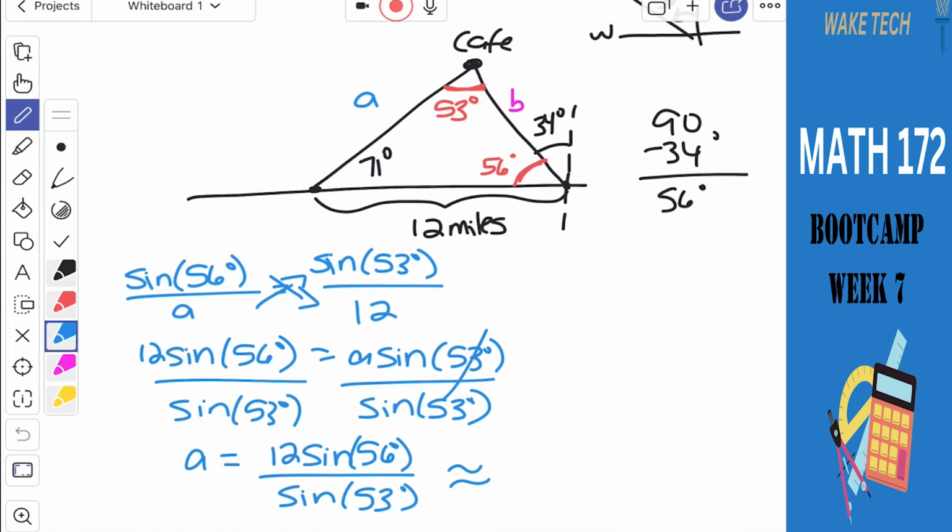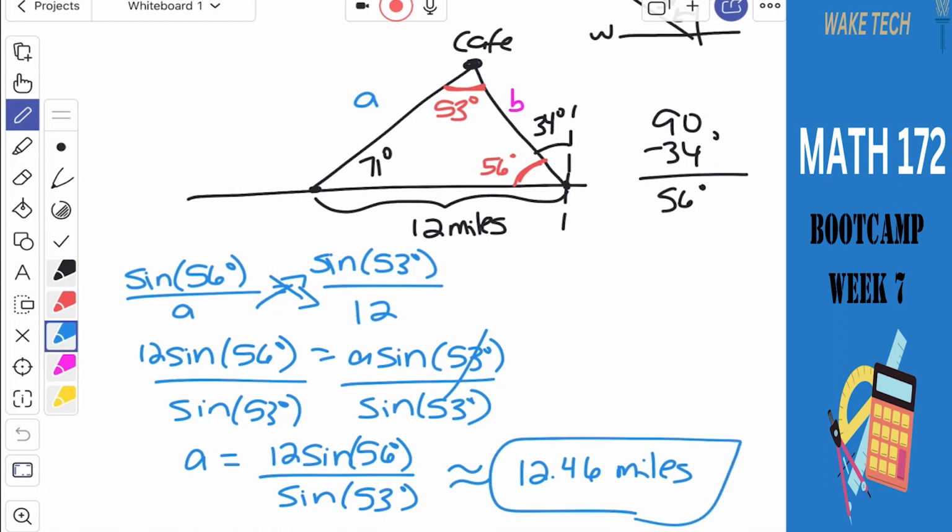I'll emphasize what I said last week: using the calculator as few times as possible is the best idea for these. So we will only use it a single time here, and I'll put in exactly what we've got. 12 sine 56 divided by the sine of 53, which tells us that side A is approximately 12.46 miles. That's probably in line with what we assessed at the beginning. It should be close to 12. It shouldn't be astronomically bigger, and certainly shouldn't be smaller at all.